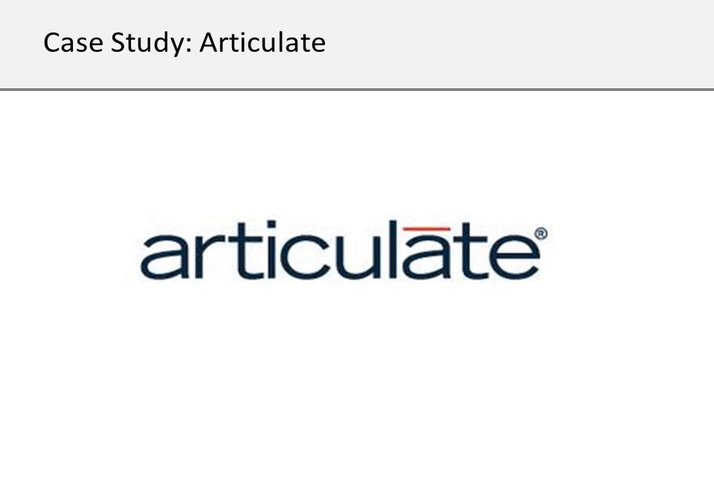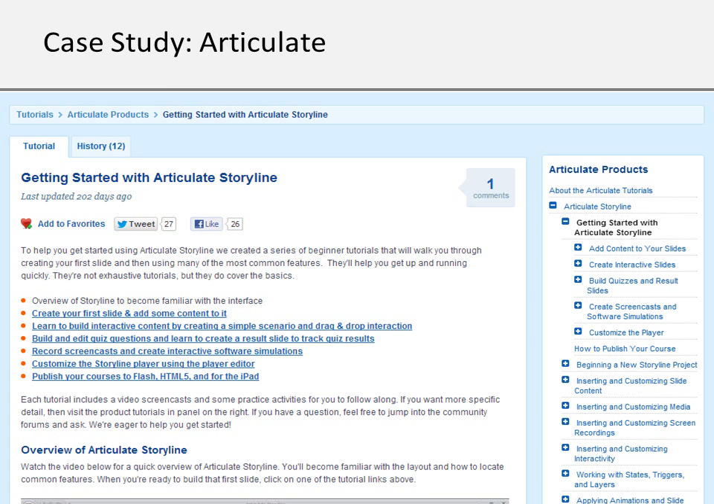Okay, so now we're going to shift gears and have a case study on a different topic and for a different purpose entirely. So if you're involved in rapid e-learning development, you're probably familiar with the company Articulate. They make rapid e-learning development tools, and they provide lots of training on their products. If you use Articulate Presenter or Storyline, you probably recognize their training portal.